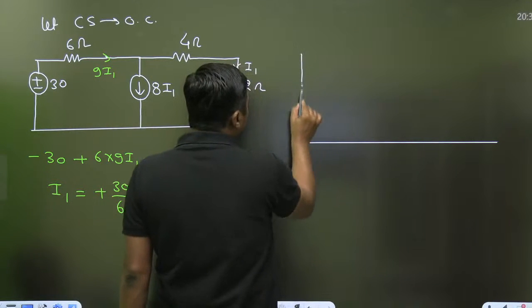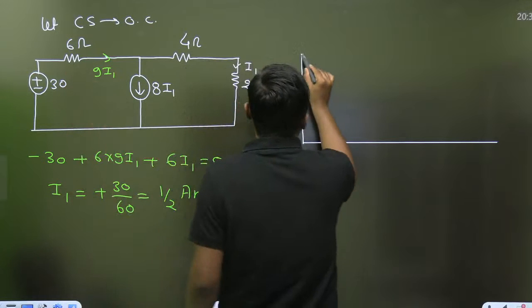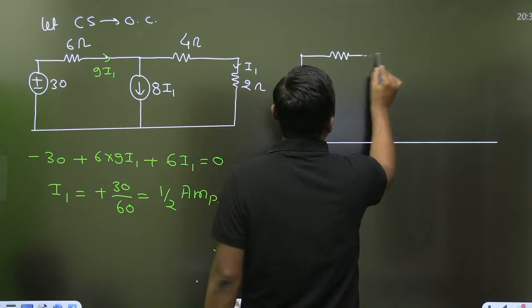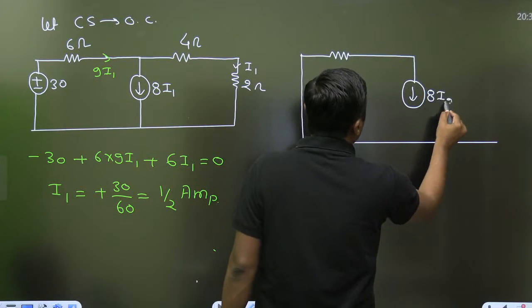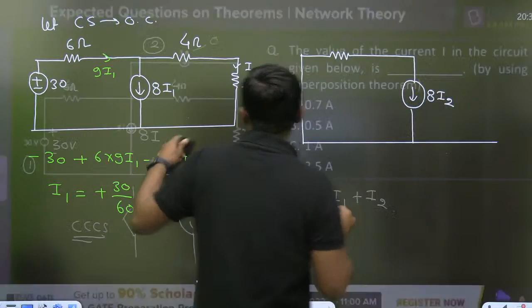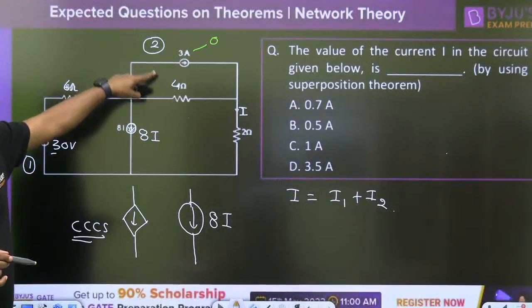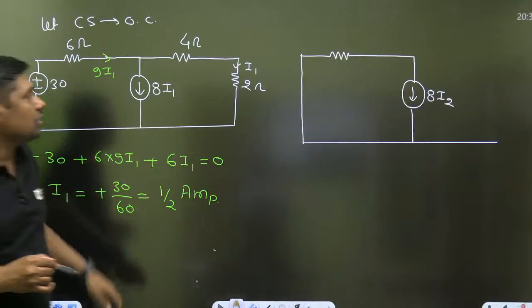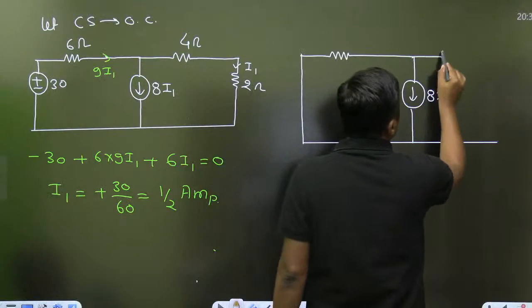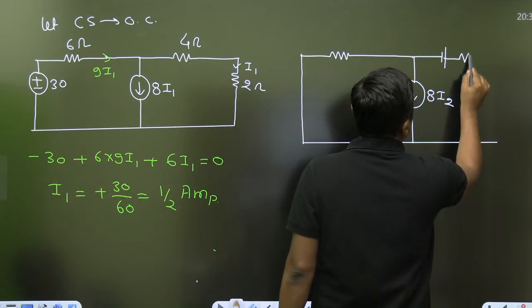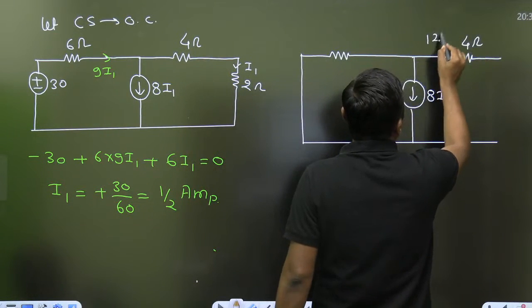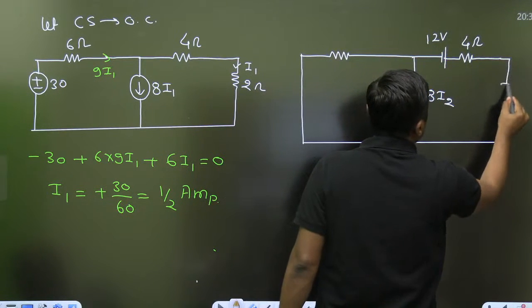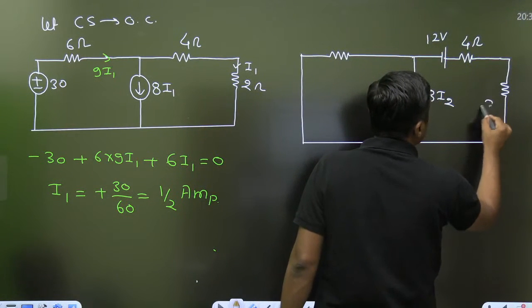this 30 volt battery will act as a short circuit. This is the 6 ohm resistor. This will become 8 times I2 according to the superposition theorem. Now I am converting this 3 ampere into a voltage source. 3 into 4, that is the 12 volt, and one resistor in series. What is the value of the resistor? 4 ohm. This is the 12 volt. And here it is the 2 ohm resistor.